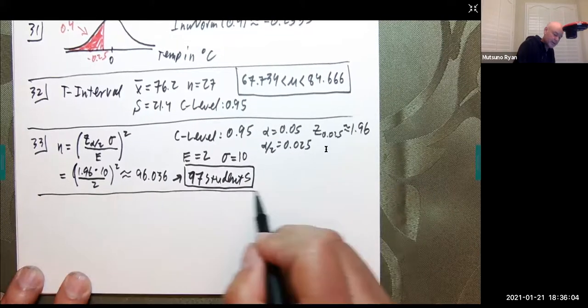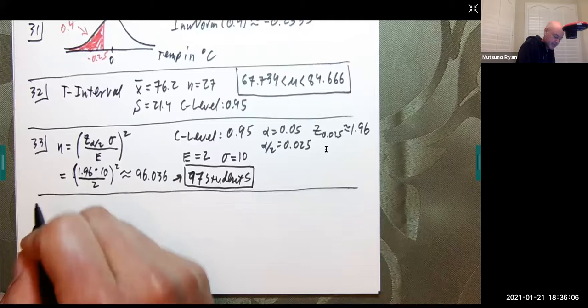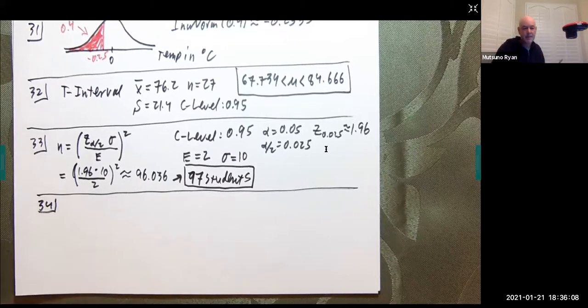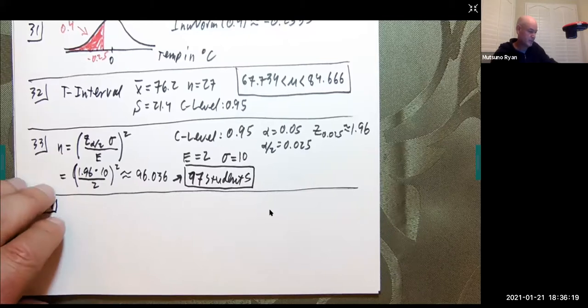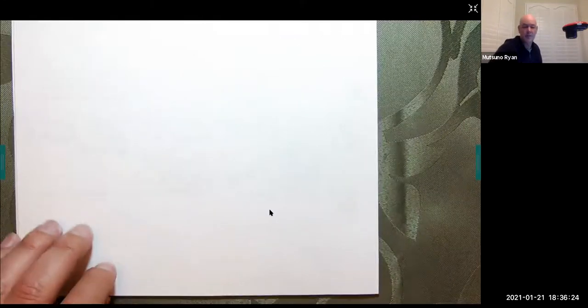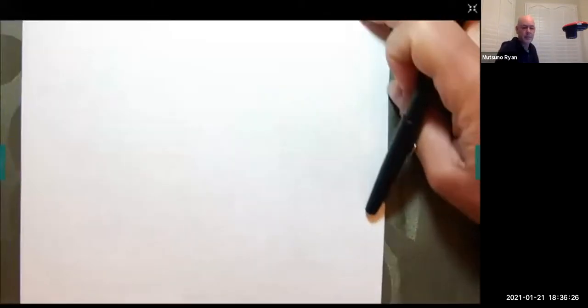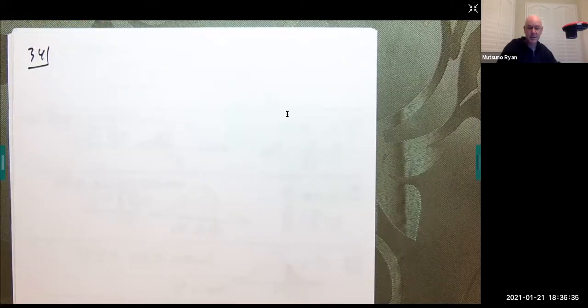And last problem for this video. Use the given degree of confidence and sample data to find a confidence interval for the population standard deviation. This one's going to be more work. In fact, I'm going to get more space. All right, 34. So this one's going to take a minute or two to do.